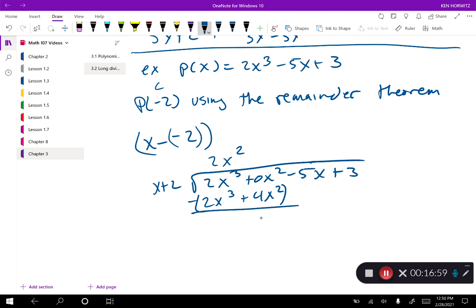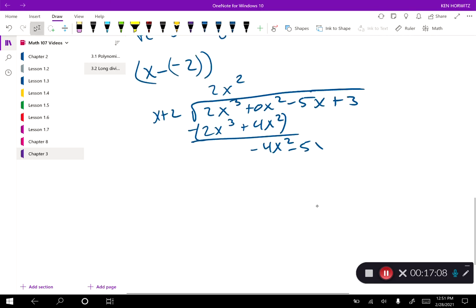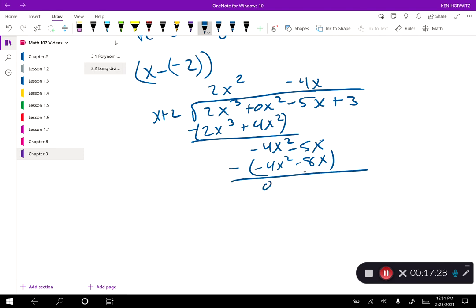Subtract, I get 0, negative 4x squared. Bring down the minus 5x. Bring this up a little bit. And then I say, how many times does x go into negative 4x squared? And it's negative 4x times. So that's negative 4x squared minus 8x. And when I subtract, I get 0 here.